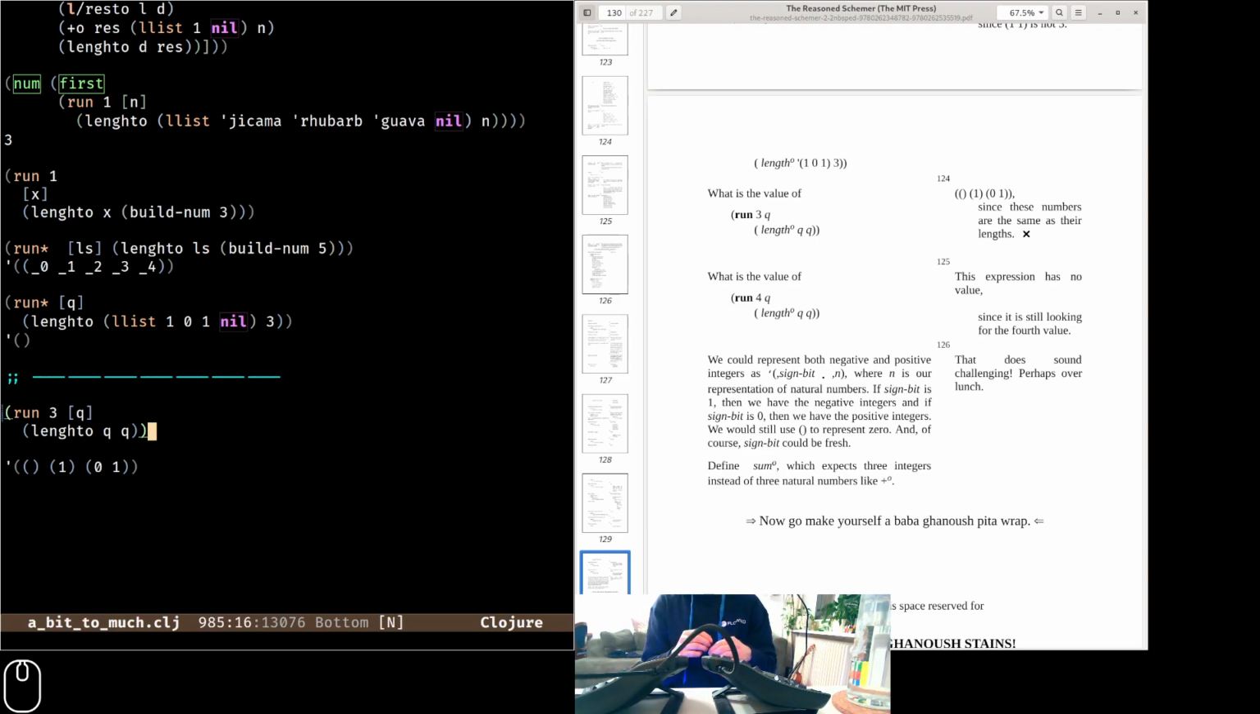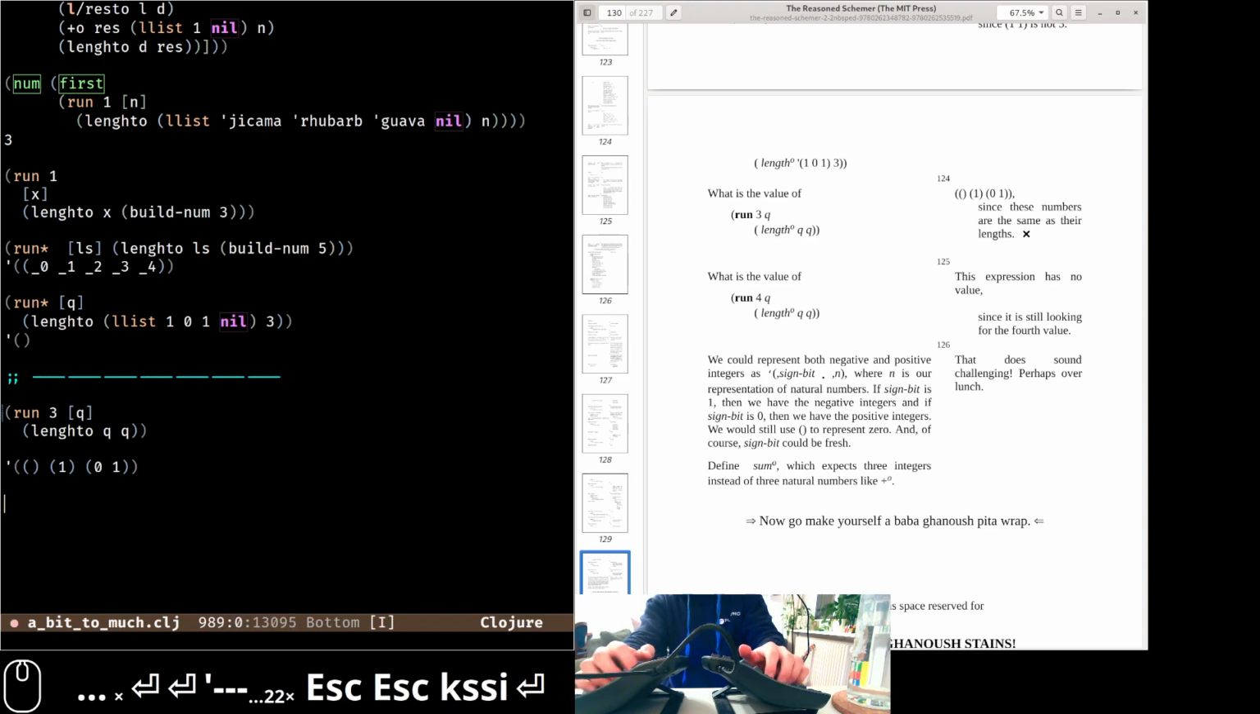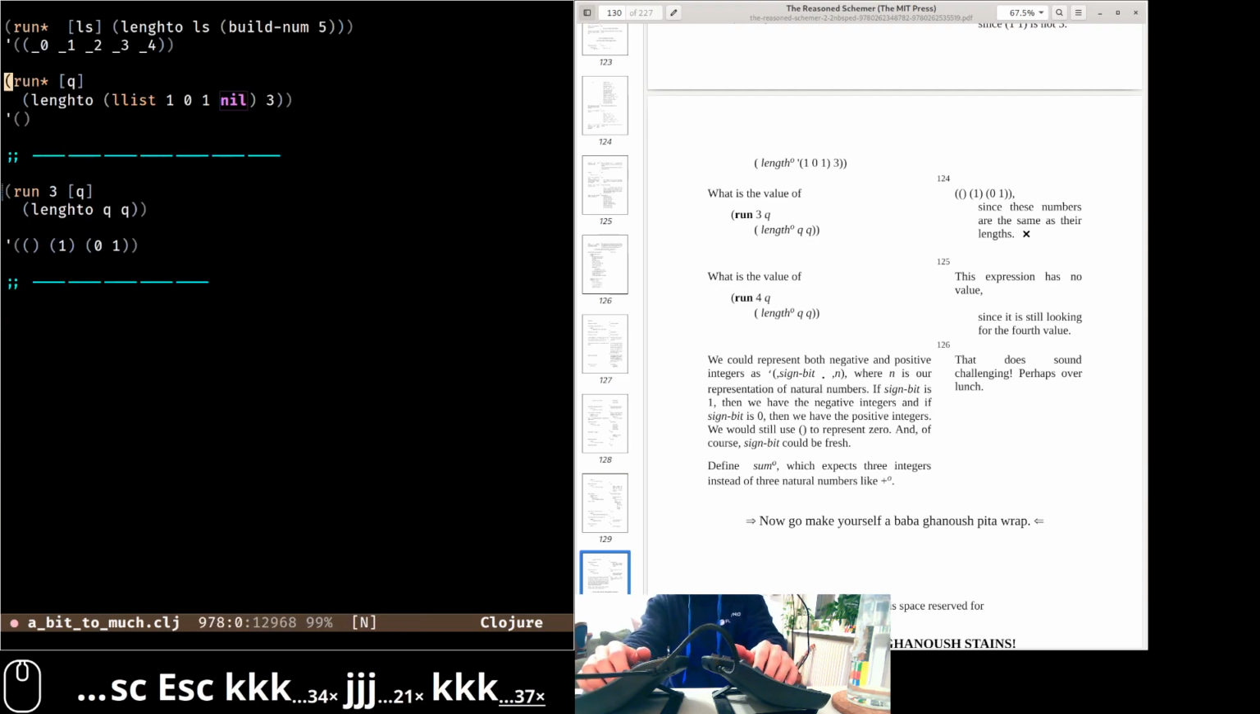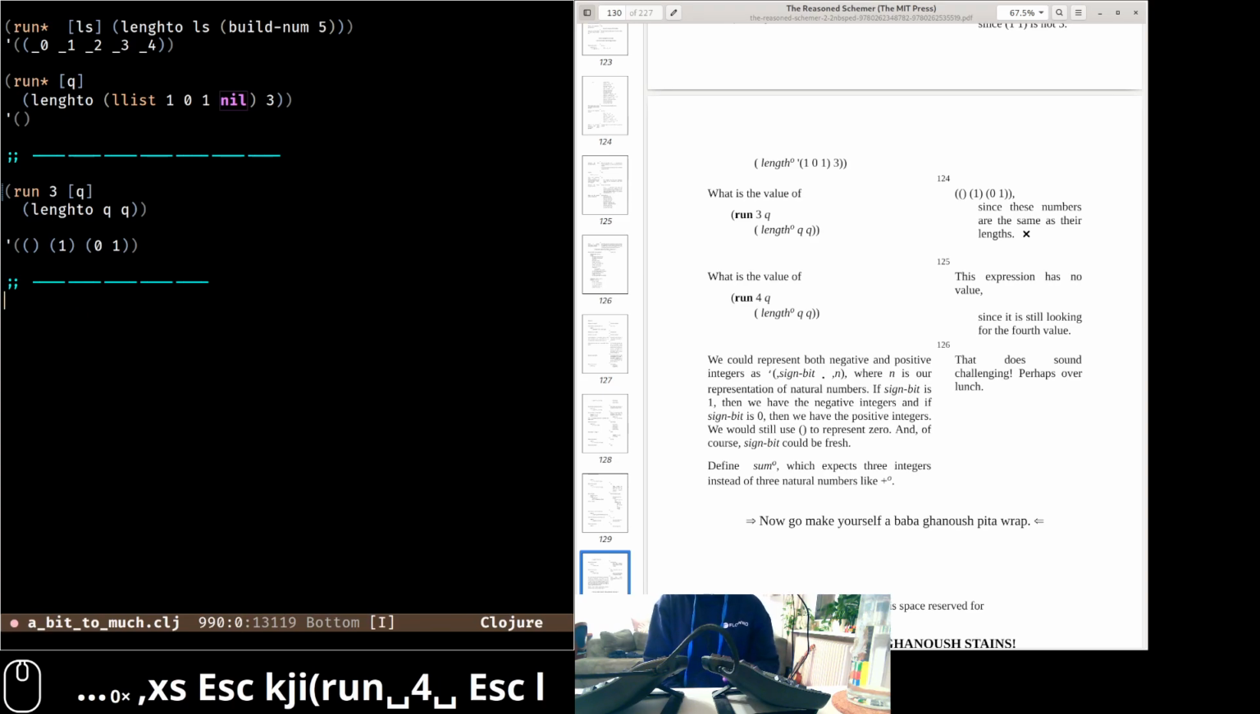These numbers are actually the same as their lengths. Yeah, okay. This is kind of funny. But I don't think this is important. Okay, what is this here? Run for... Yeah, this never ends. Has no value, since it's still looking for the 4th value.